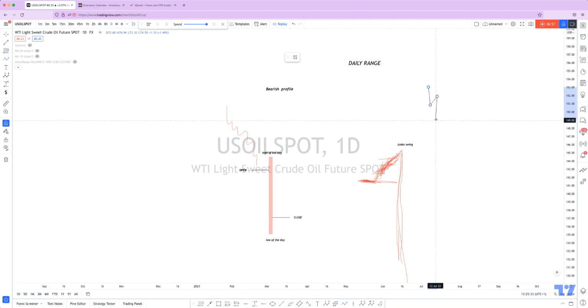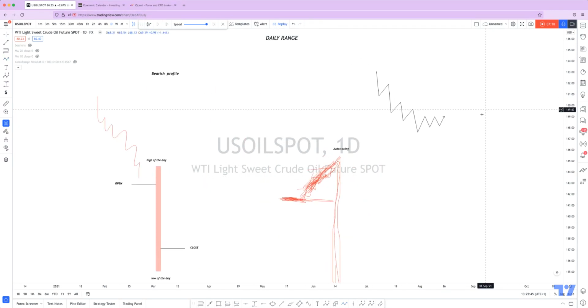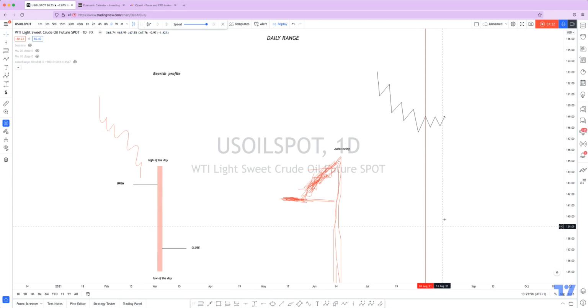Now we have sellers around here selling already. So let's assume this is a new day and the market is accumulating. Let's take it that this was the previous day. Now this is a new day and the market starts accumulating. That's the first thing that we see in a power of three. You can see the accumulation here.